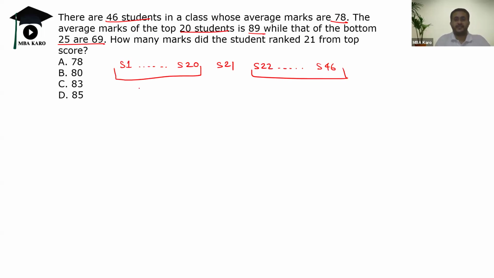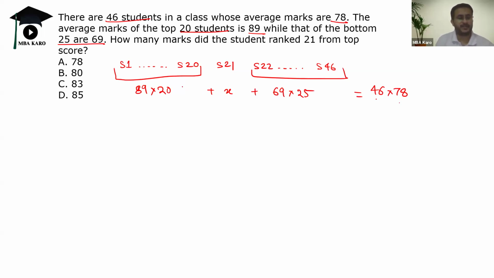So their average is 89 and the number of students is 20. Plus suppose the student scores X marks. The average is 69 and there are 25 students. So the grand total is 46 into 78, number of students into the average. Okay, so that's the grand total. So we need to find the value of X. That is basically what the question is.